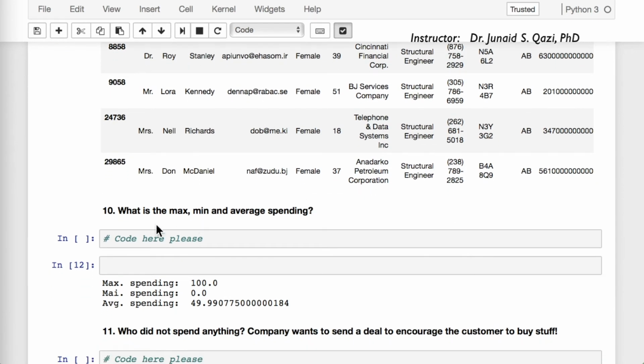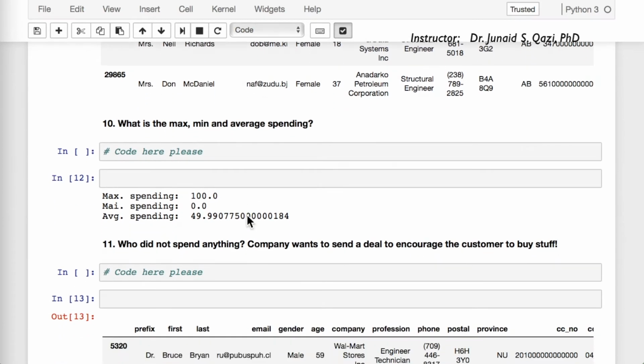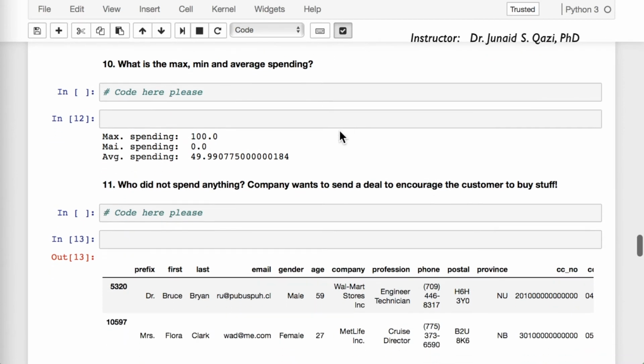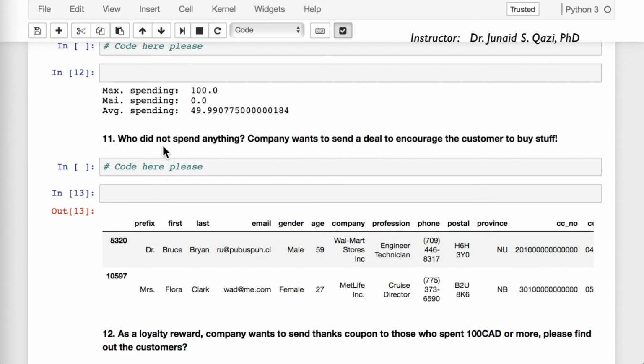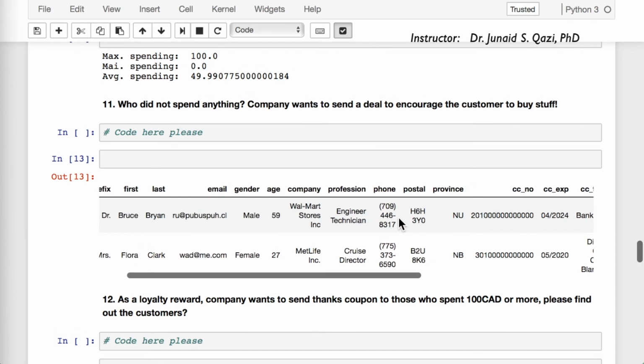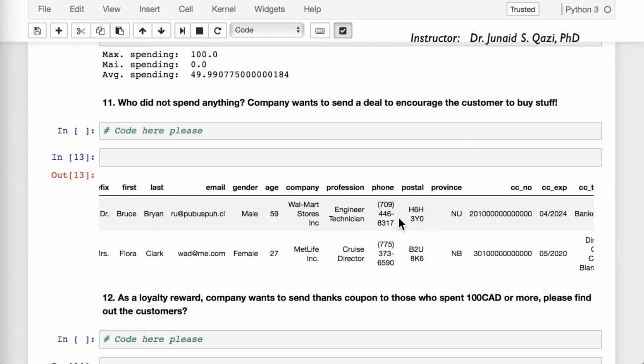So moving forward, question 10, what is the max, min and average spending? So you have to find out the spending of your customers. How much is the minimum spending, which is already 0, maximum spending and the average spending. Should be easy to use max, min and average or mean functions here. Question 11 is, who did not spend anything? Company wants to send a deal to encourage the customer to buy stuff. So once again, you have to consider the spending column and see if there's anyone who has not spent anything, so that the company can plan the marketing strategy for such customers.